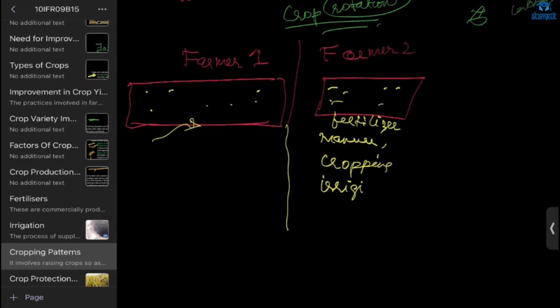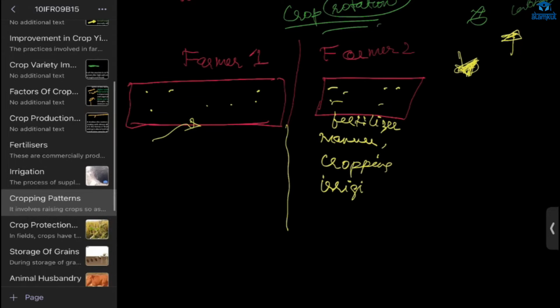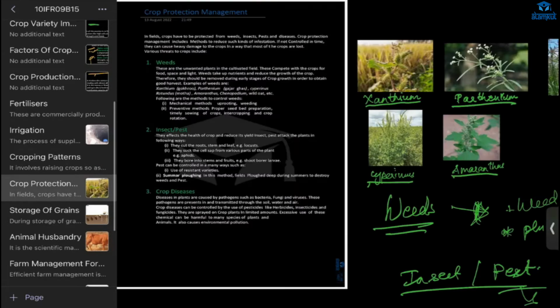Farmer two. It's like this: the quantity you give, you reap what you sow. If you give more things to the cultivation, you will get higher yields. Okay, understood? Next we will have crop protection.